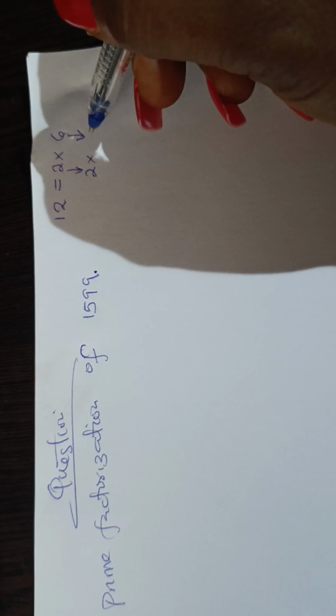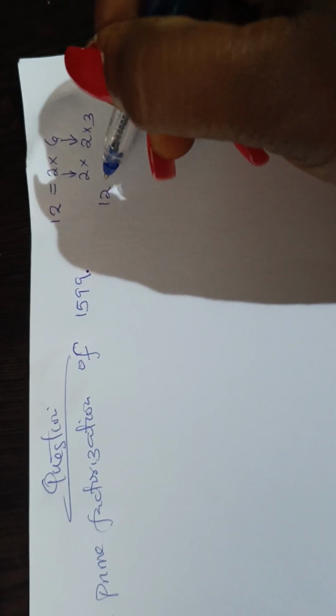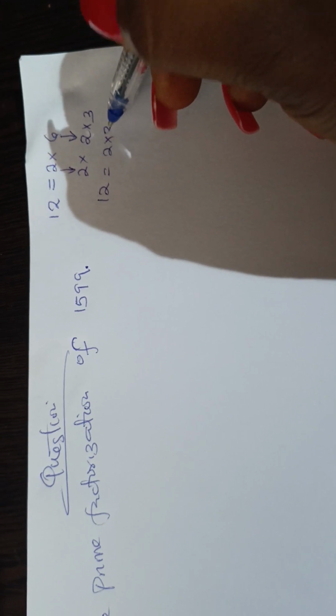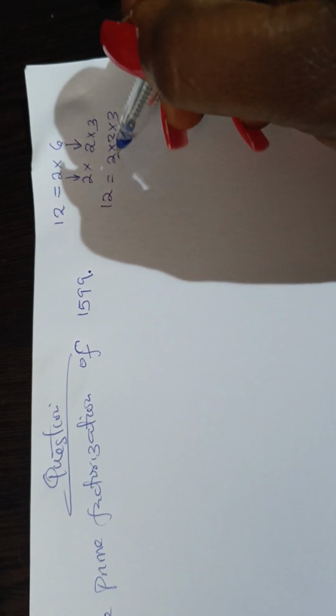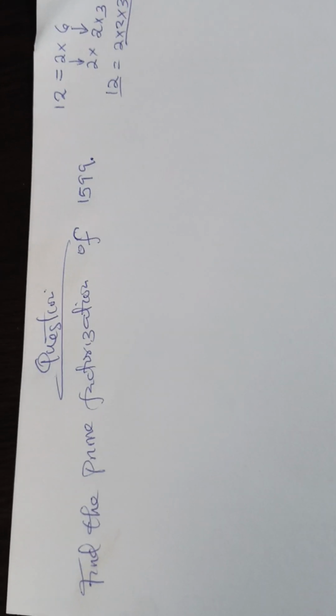So how can we write 6? 6 is again 2 times 3. So the expression 2 times 2 times 3 is the prime factorization of 12. Now let's come to the question we are asked.